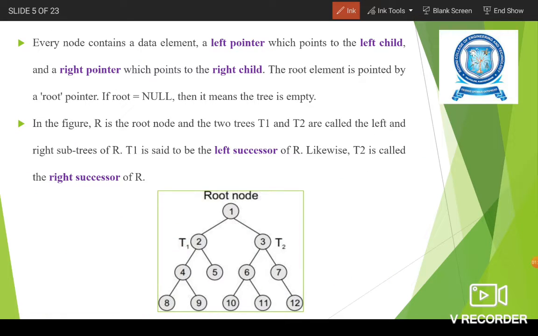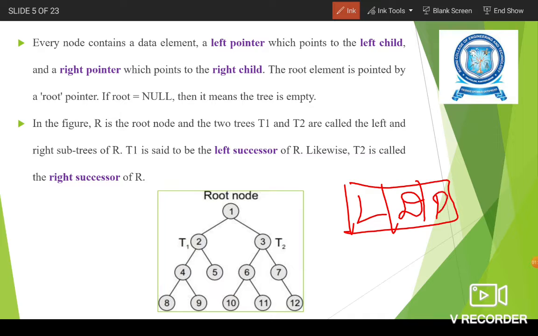In binary tree, each node contains the data element and the left pointer and the right pointer. The left pointer points to the left child and the right pointer points to the right child. If the root node is null, it indicates that the binary tree is empty. Always the root node is specially pointed by the pointer root.